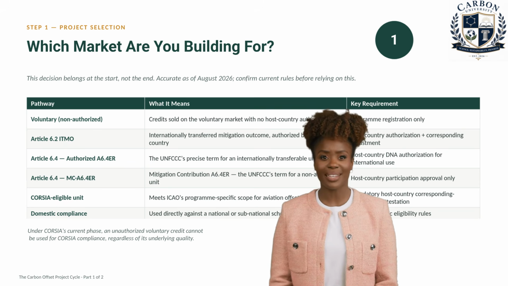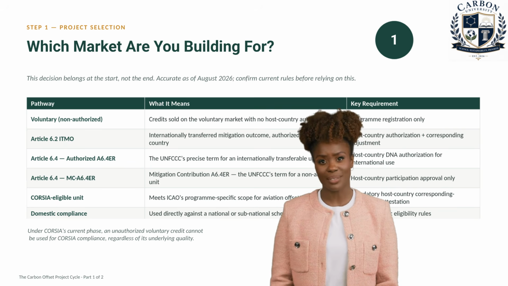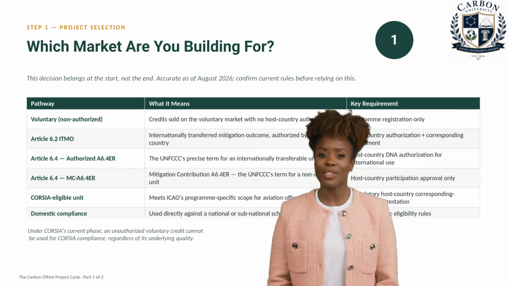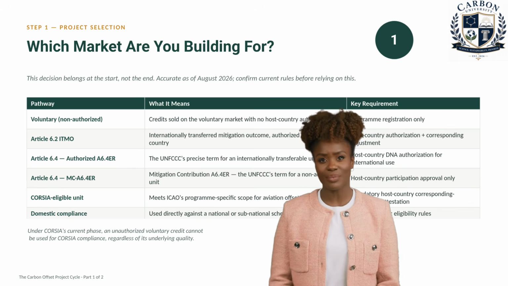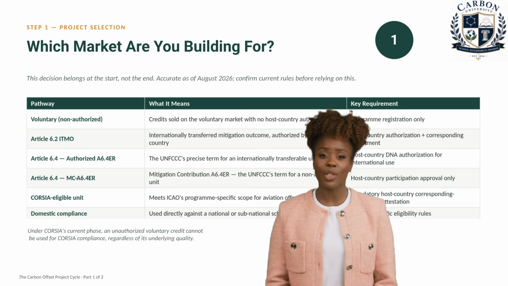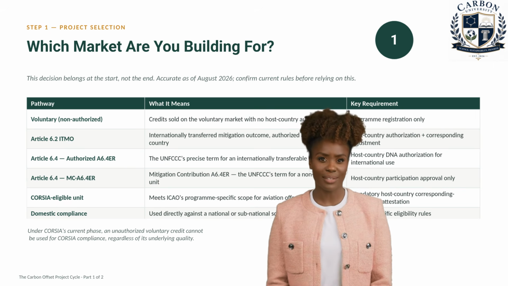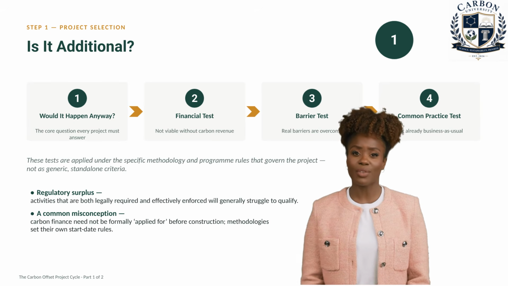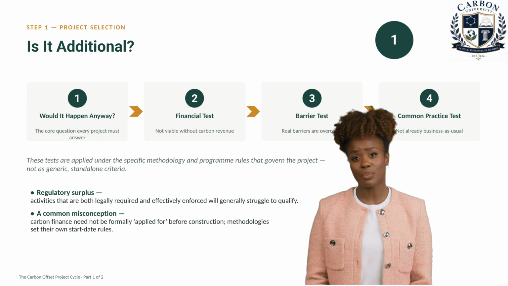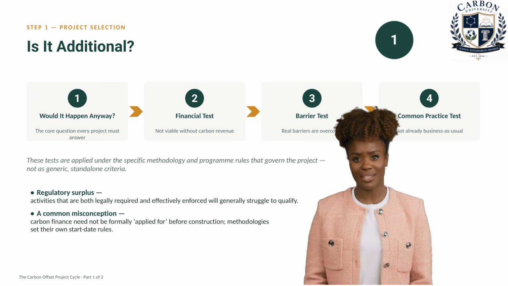One may also consider selling under an Article 6.2 arrangement or try to sell to Japan's Joint Crediting Mechanism, and some projects target domestic compliance schemes directly. This choice affects government engagement, pricing, risk, cash flow cycle and capital required, NDC treatment, and which buyers can even use the resulting credits. The very first technical question any credible carbon project must answer is, would this have happened anyway? This is the concept of additionality.